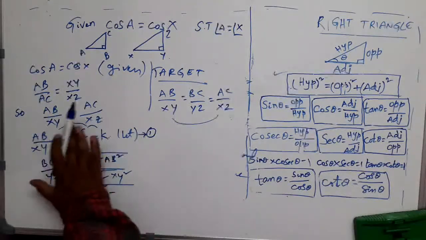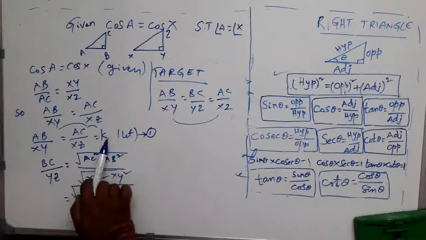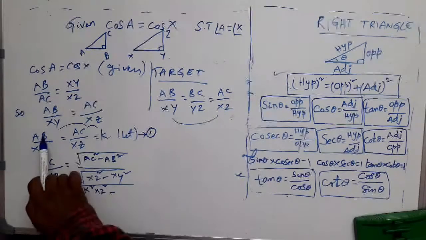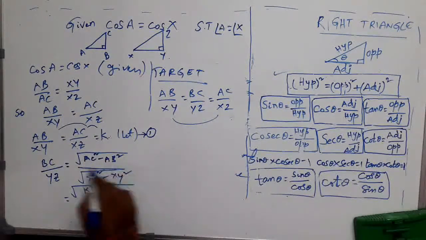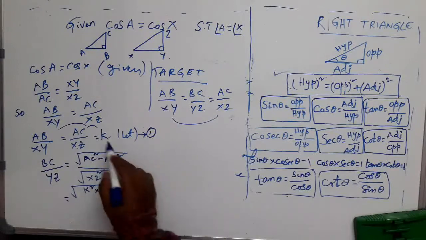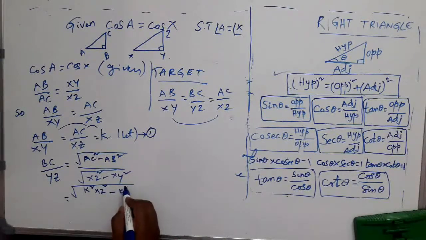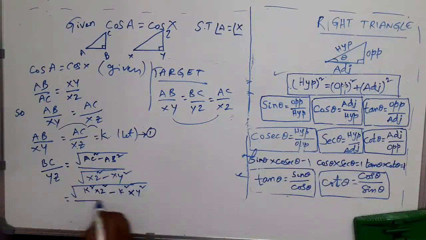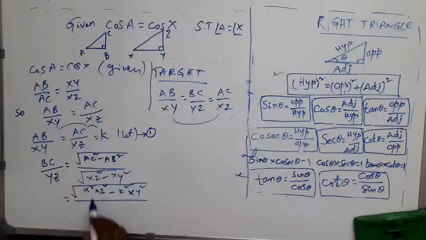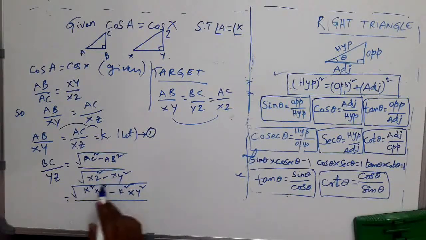Just forget this for the time being. AB by XY is equal to K. These two are equal, so can I write AB is equal to K times XY? Yes, I can write. So in the place of AB, I am writing K times XY. Here AB square is there, so K square multiplied by XY square, divided by the same way. The denominator I am leaving as it is because this is already in terms of XZ and XY. I am writing the numerator also in terms of XY and XZ. That's what I am trying to do. So that's why I am leaving the denominator as it is.